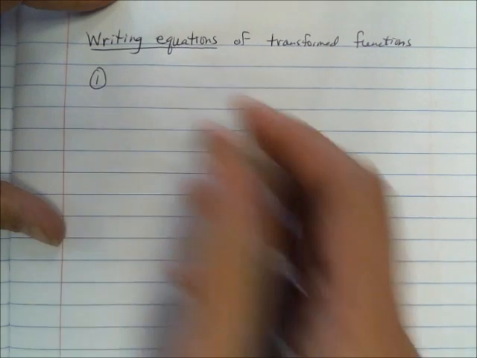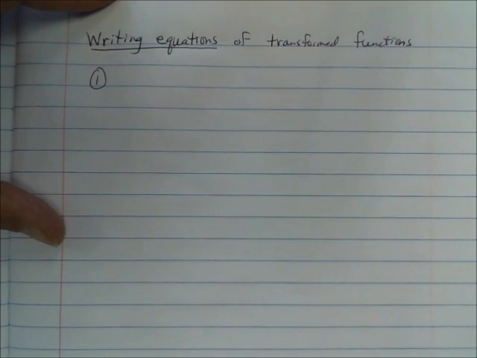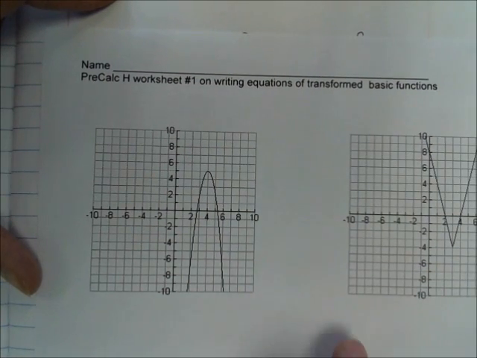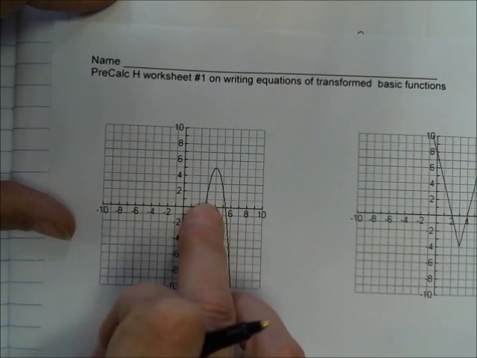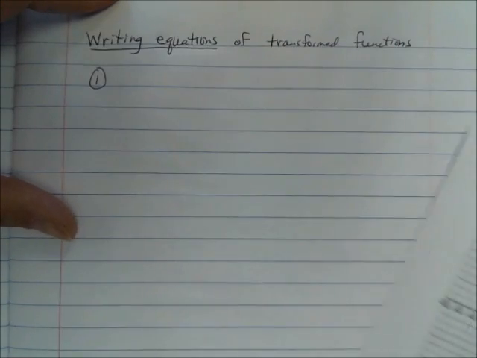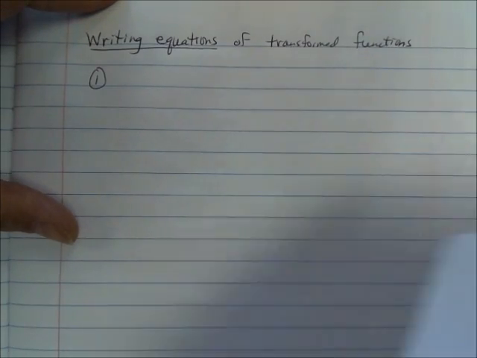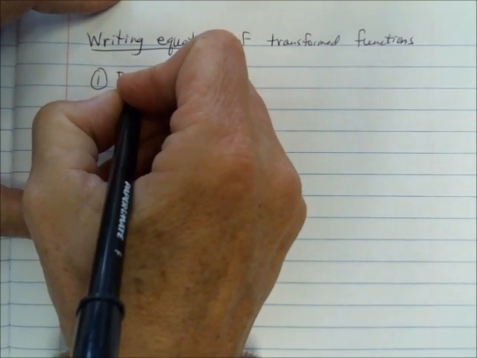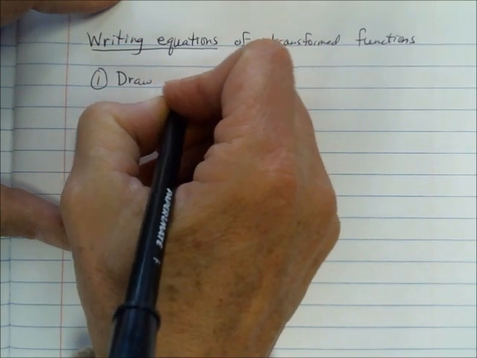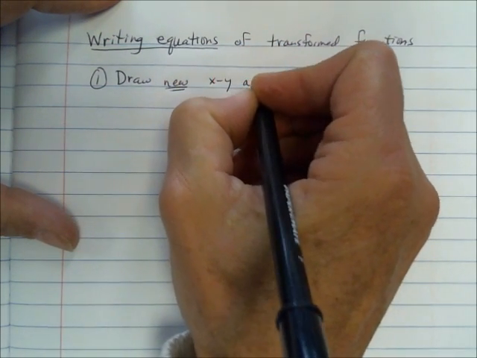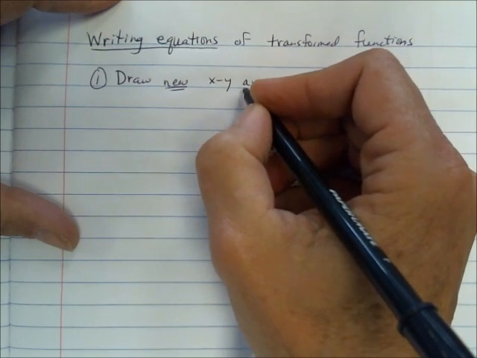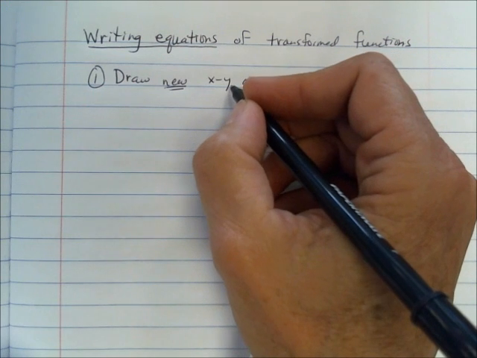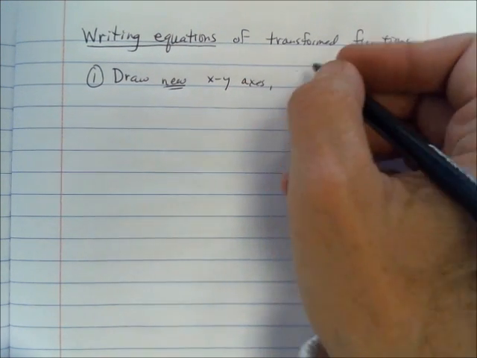And I'm going to demonstrate this on this worksheet that I gave you in class, so you should have this handy. As I go through the steps, I'm going to write them down here and then demonstrate them here. The first thing we're going to do is draw new XY axes. And the vertex of the transformed function will be at the origin of the new XY axes.